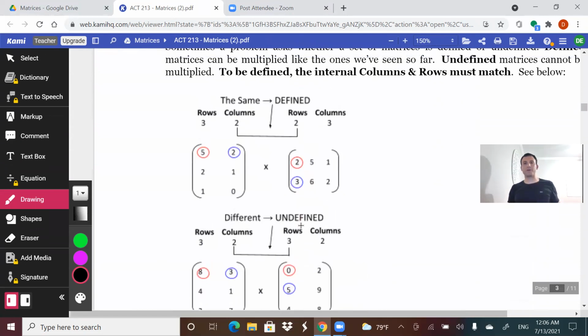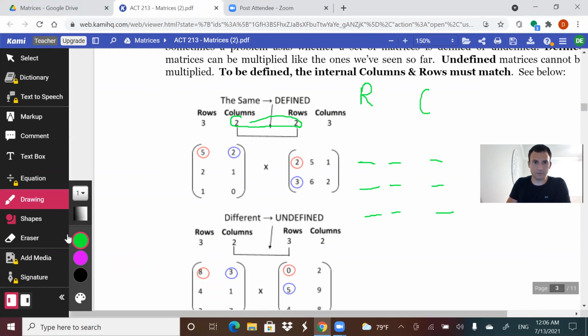Anyway, another important thing. So I was talking earlier about matrices, whether the rows and columns match up, whether they're defined or undefined. So this matrix is 2 by 2 in the middle, meaning we can do it. And the output is going to be 3 by 3, based off of the outer 2 rows and columns, right? 3 by 3.